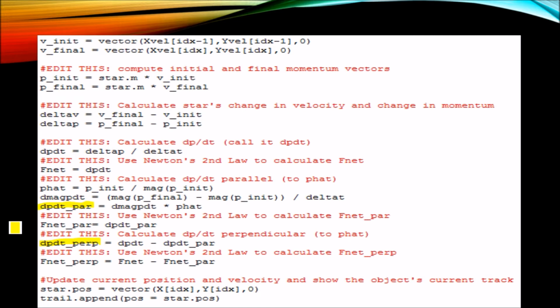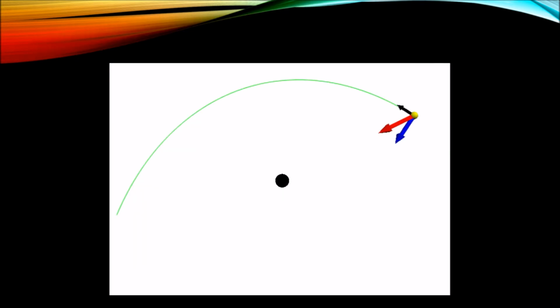Now the reason we find these values, even though they're not used in finding the mass of the black hole, is that it helps us show how the black hole has an effect on the star. And this can be seen when we actually run the program. Now in this case, the red arrow represents the net force acting on the star, whereas the black is the parallel force and the blue is the perpendicular force. Now as you can see, the parallel force is always parallel to motion. And this is because it represents the speeding up or the slowing down of the object due to the force. The perpendicular force represents the change in direction.